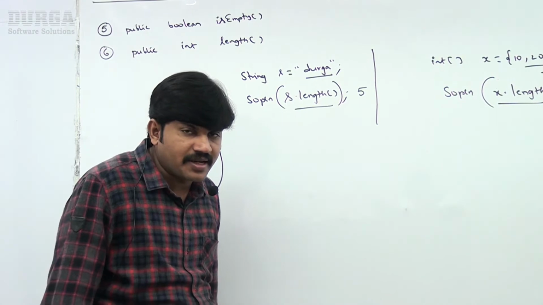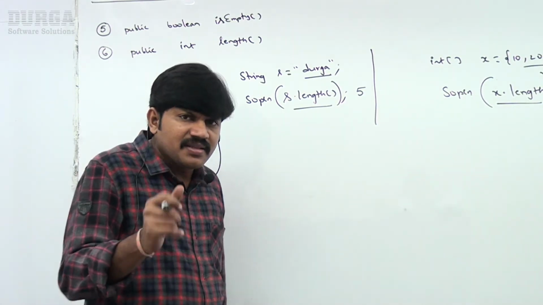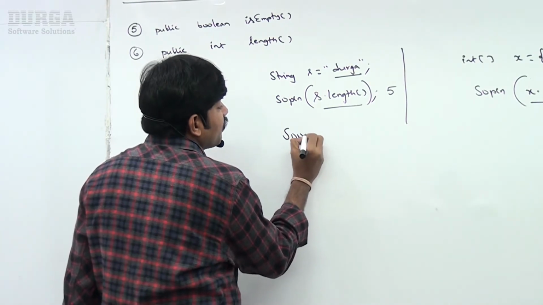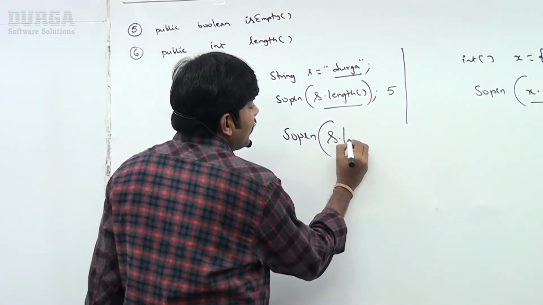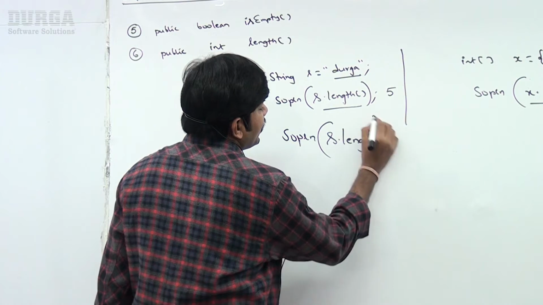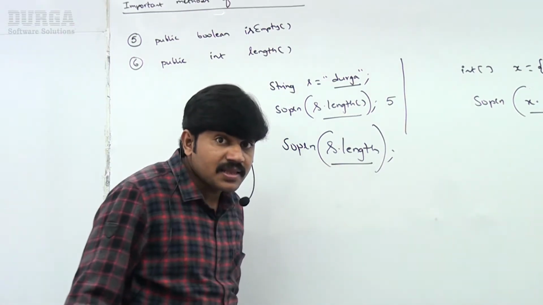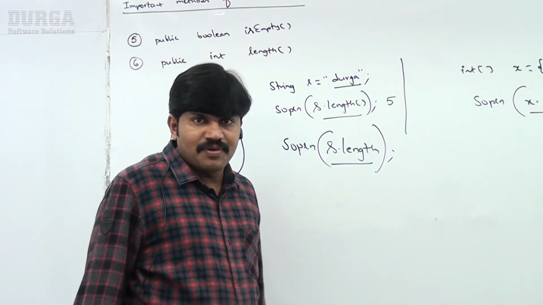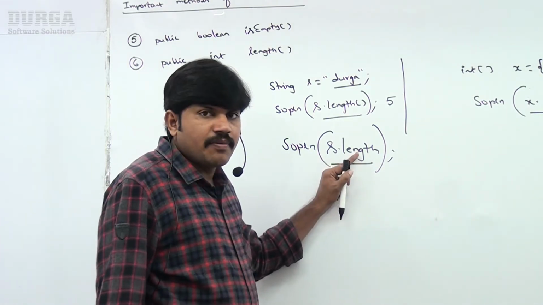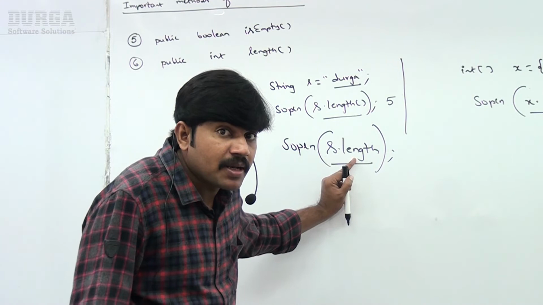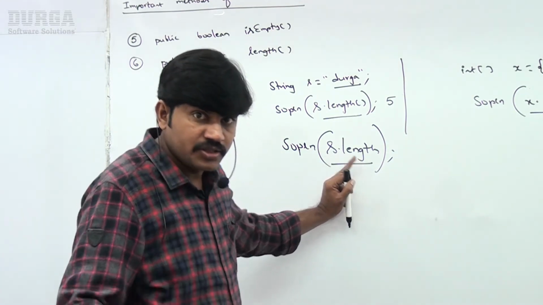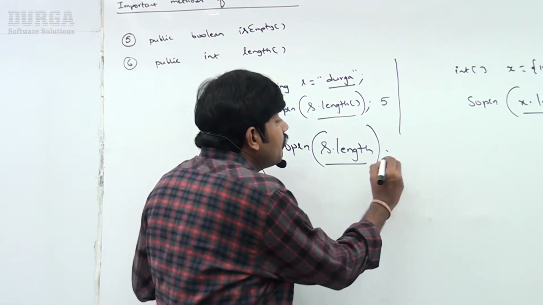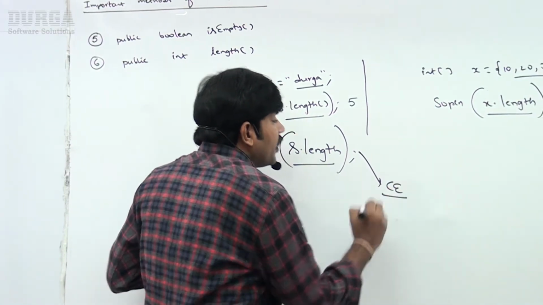Sometimes in the exam there may be a chance to ask System.out.println(s.length) with the length variable for a string object. For the length variable on a string object, the compiler will give an error. Remember that, because the length variable is applicable for arrays but not for string objects. That's why we are going to get a compilation error immediately.